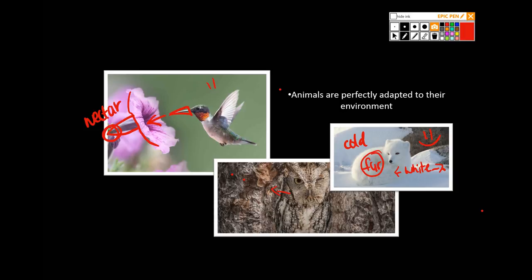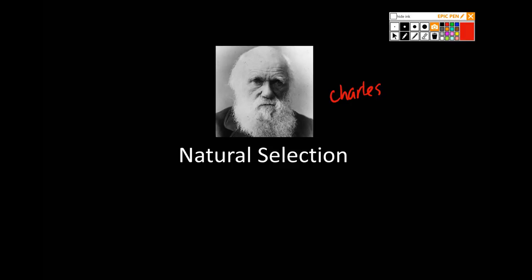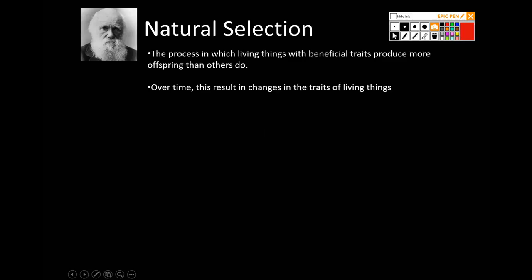However, the question that really remains is how this came to be. How are the animals so perfectly adapted to their environment? This is answered by a theory called natural selection. Natural selection is a theory proposed by English naturalist Charles Darwin in the 19th century. In a nutshell, natural selection is a process in which the fittest phenotype of a species will survive and reproduce to pass on the fit traits. And over time, this leads to change in traits of the living thing, or adaptations.